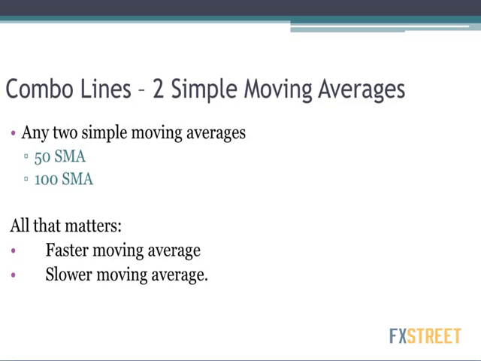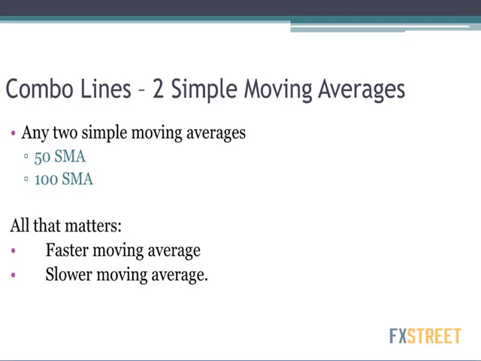and you can use any two simple moving averages. My favorites are the 50 and the 100 simple moving average. I actually call them the combo lines. But you can use any two moving averages. They do not have to be the 50 and the 100. You can pick your favorite two moving averages.